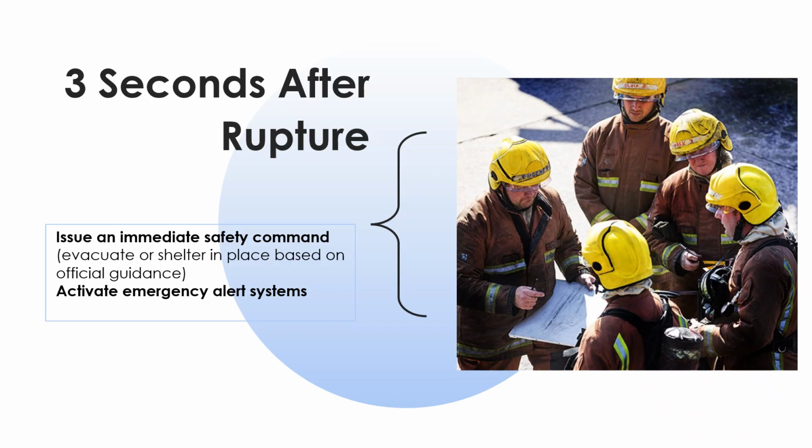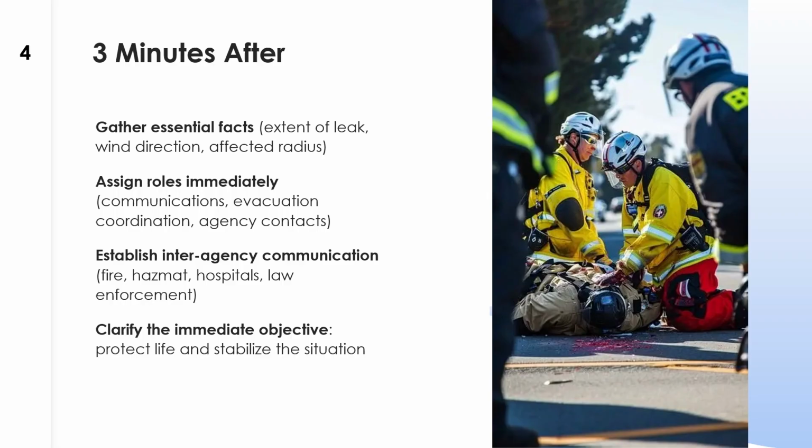In the first 3 seconds after the tank ruptures is crucial. There's no time for discussion, and this is where autocratic leadership is necessary. I have to make an immediate call and give a clear safety directive. Trait theory also shows up here because the team is looking to me for confidence, decisiveness, and emotional control. So my call of action in the first few seconds is simple. Activate any emergency alert systems and issue an immediate safety command, which would be to evacuate or shelter in place based on official guidance.